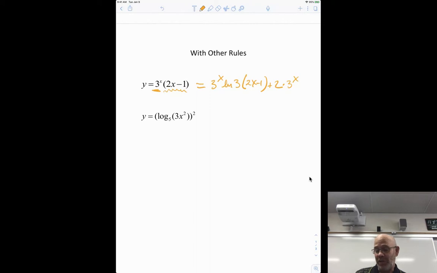But that's how that looks with the rules combined. Okay, again, don't simplify it, just leave it the way it is. So now I look at this one, a little bit more complicated. We got a whole bunch of chain rules going on.